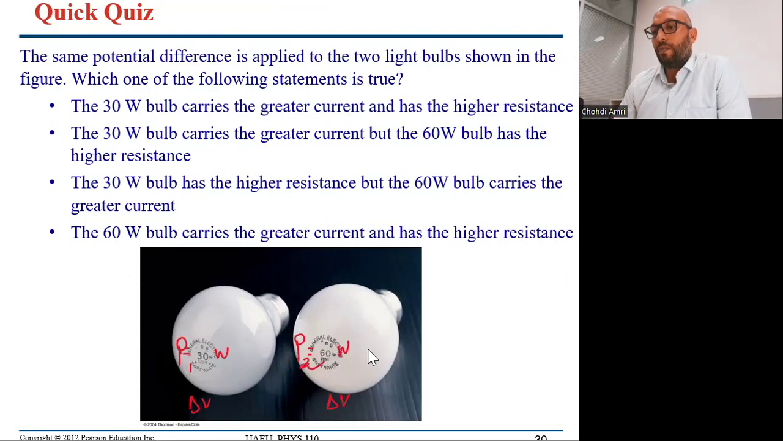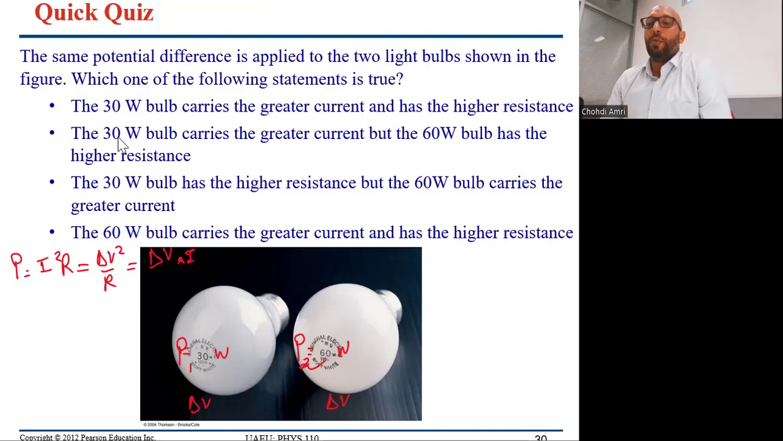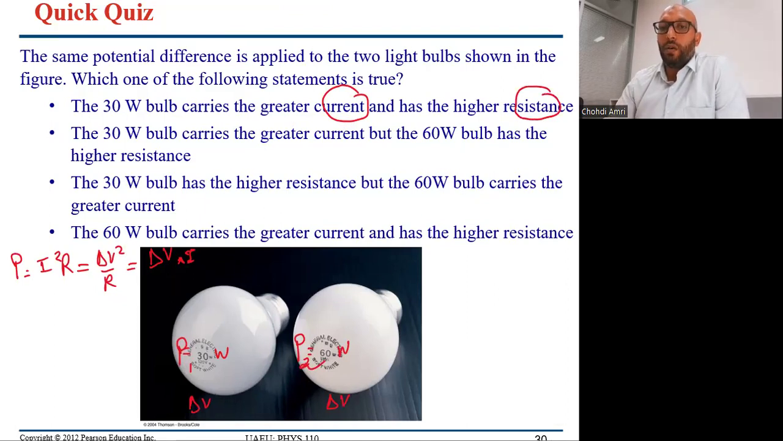This is the difference. As you know, the power is what? It's I squared R, but here we don't have any information about the current and the resistance, but we have information about delta V. So power is delta V squared over R, or it's equal to delta V multiplied by I. Let's check the propositions. The 30-watt light bulb carries a greater current. Here he's talking about the current and the resistance, so which one will we use? We will use this equation, because in the propositions there is no information about the current.